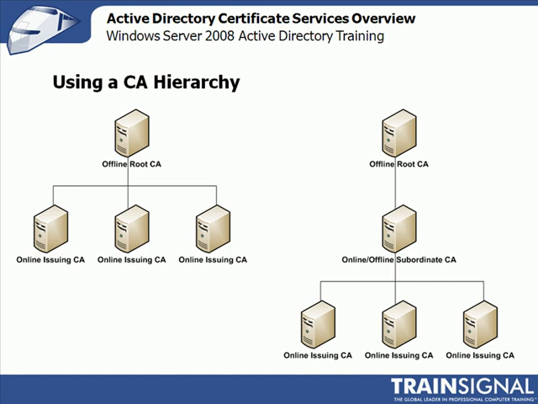Now, here's the deal. Microsoft best practice. Always use some form of hierarchy. Never use just a single tiered hierarchy. Never use just a single row. You want to always have at least the two. Have that one offline root CA.